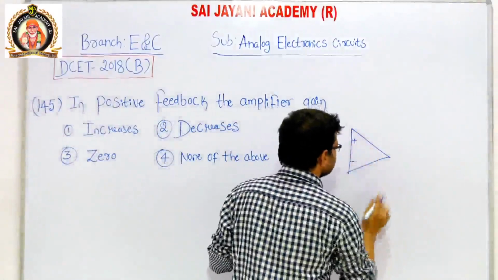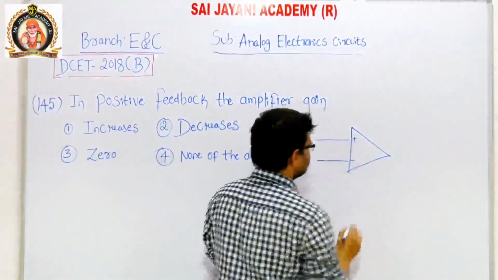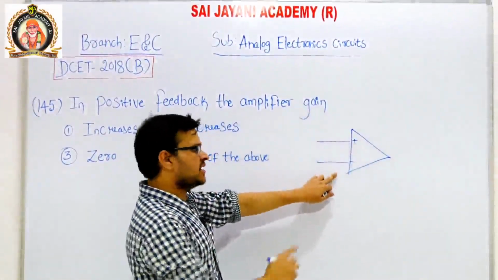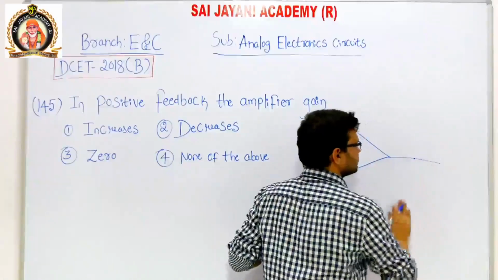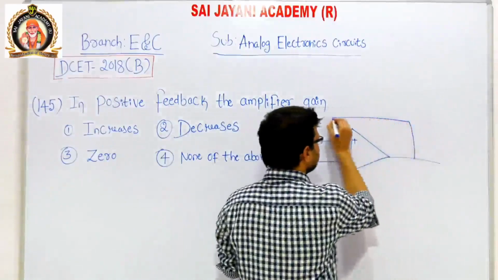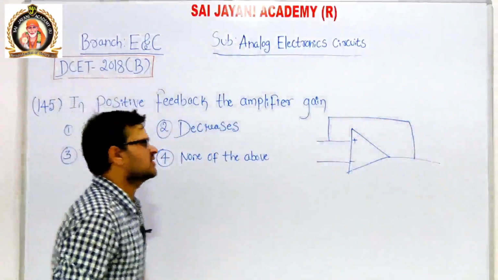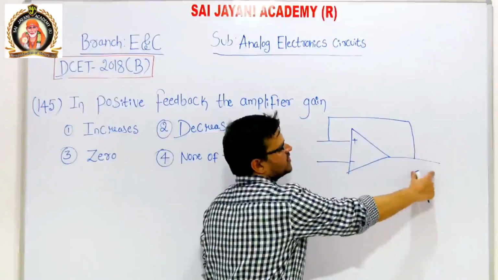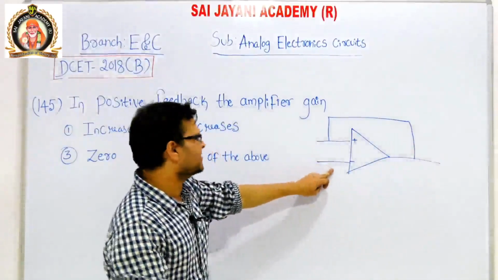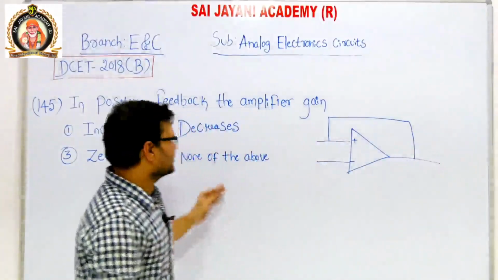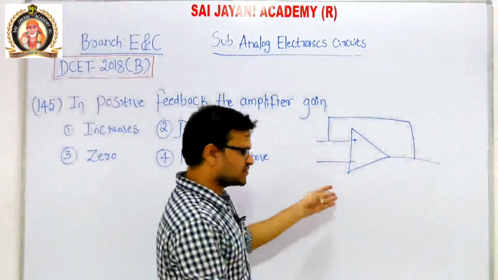Consider an op amp. In that, this is your non-inverting terminal, this is your inverting terminal, and this is your output terminal. If the output terminal is connected to the non-inverting terminal of the op amp, then it becomes positive feedback. Suppose you connect the output terminal of the op amp to the inverting terminal, then it becomes negative feedback. But in this question they asked positive feedback. So this is the circuit of a positive feedback.